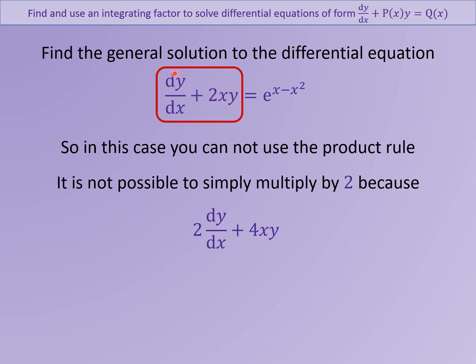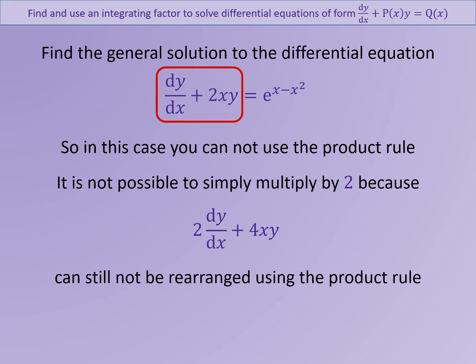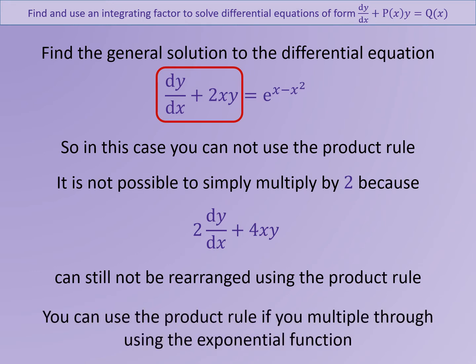Okay, so what can we do then? Is there some sort of function that we can multiply by? 2 didn't work. Is there some sort of function we can multiply by that actually means that this can be solved using the product rule? Okay, and the answer is yes. You can't do it by multiplying by 2, but you can do it by multiplying by an exponential function. Now this wouldn't seem that logical. I wouldn't expect you just to know this at all, but we can multiply it by an exponential function.